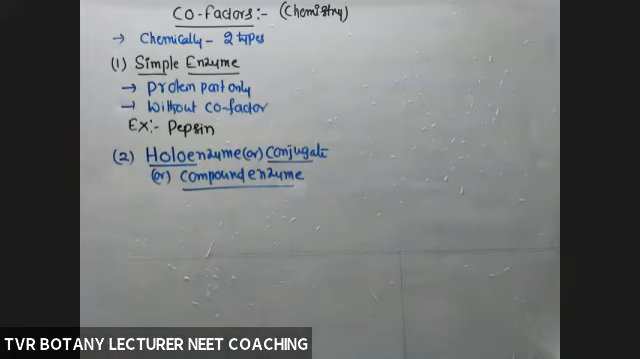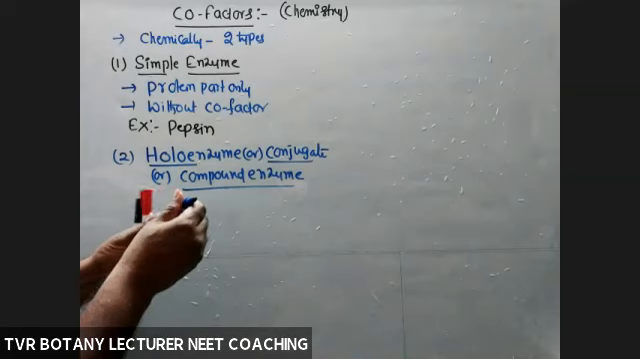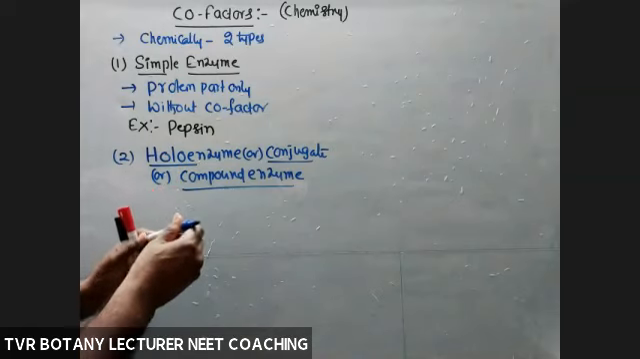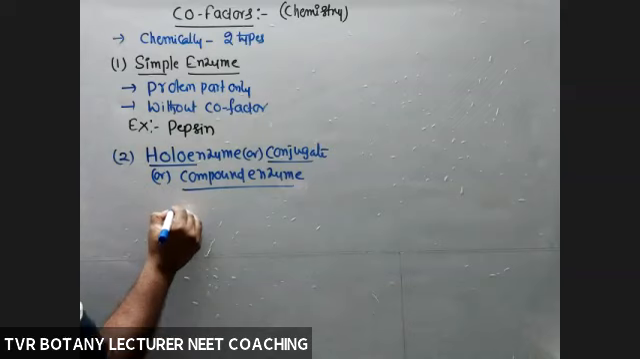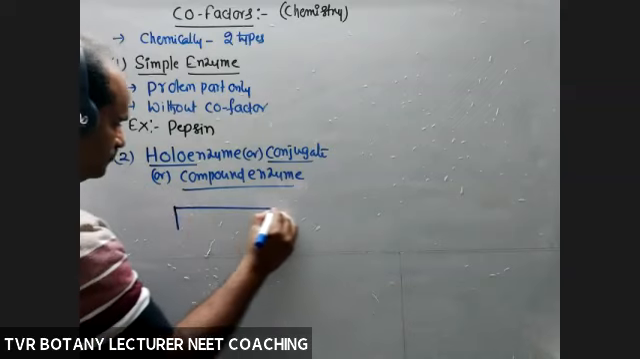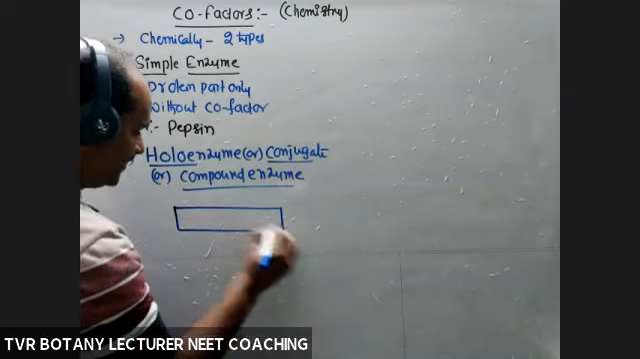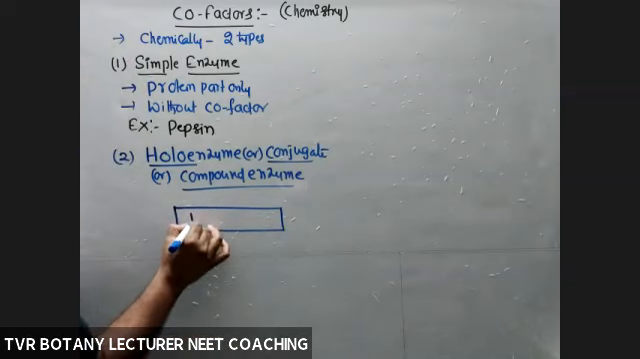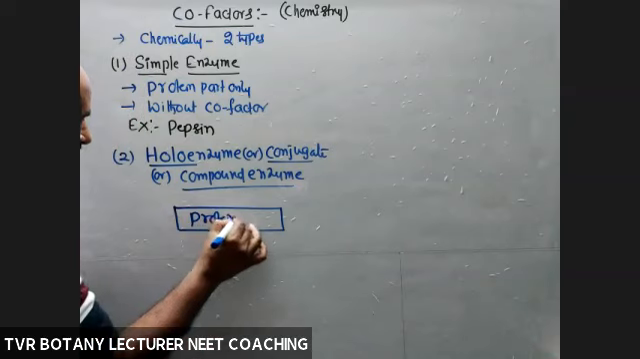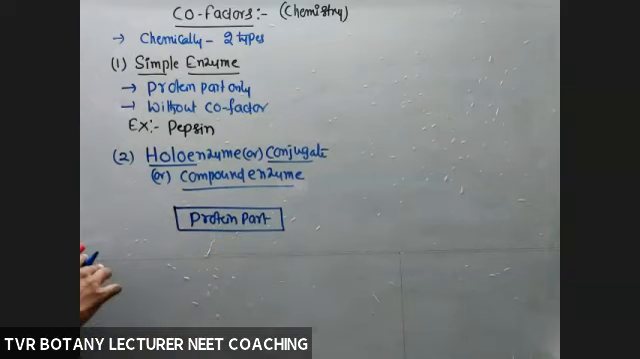This enzyme usually has two kinds of parts. What are the two types of parts? Simple enzyme has only the protein part. Cofactors are absent. And what about a holoenzyme or compound enzyme? A holoenzyme has two kinds of parts. First one, protein part. This is a dummy diagram. This one is the protein part, the organic protein part.